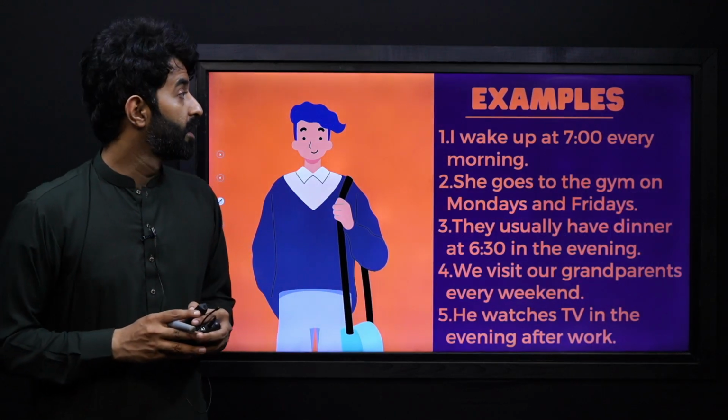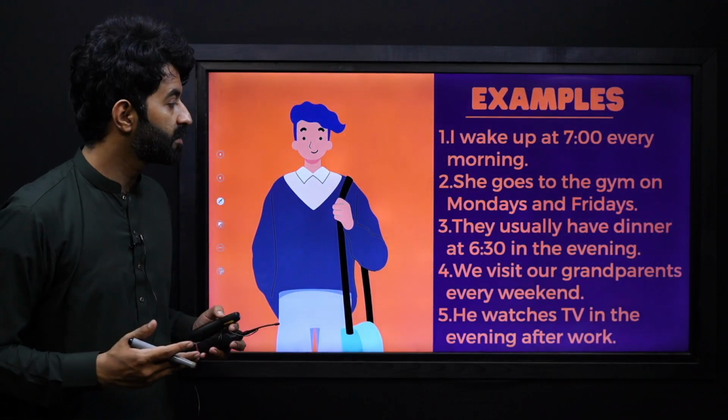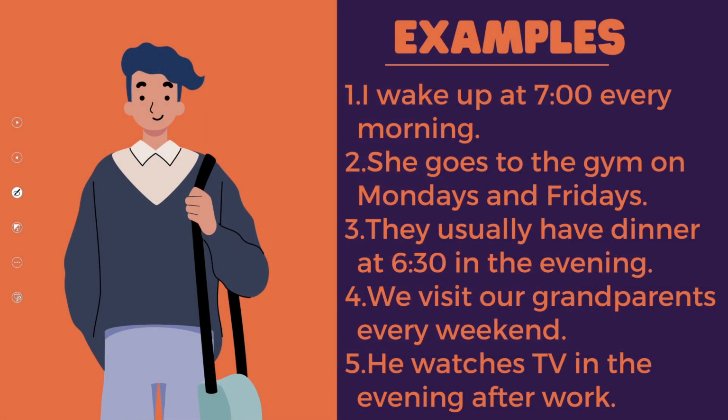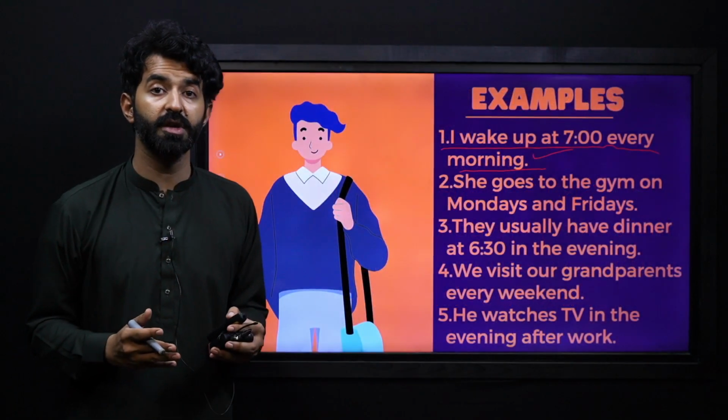Now let's talk about some more examples, and then you can figure it out by yourself how the present simple is used. Number 1, I wake up at 7 every morning. It's a routine, so present simple is used. You can read the other examples by yourself.